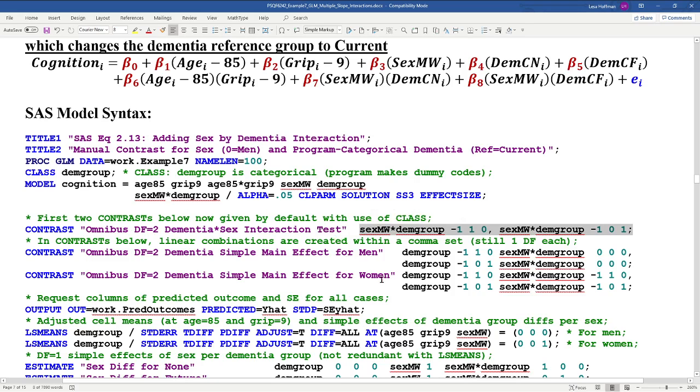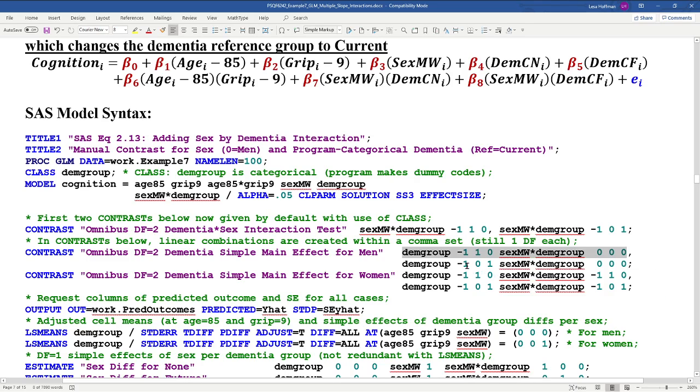I then am showing how to get the simple effects of dementia that are lumping together the two contrasts within each gender that would delineate the three dementia groups. So it's the same pattern that we went over in the last video, and by we, I mean me, where that's one thing. So the comma happens at the end. Terms that do not have a comma separating them are going to be added together.